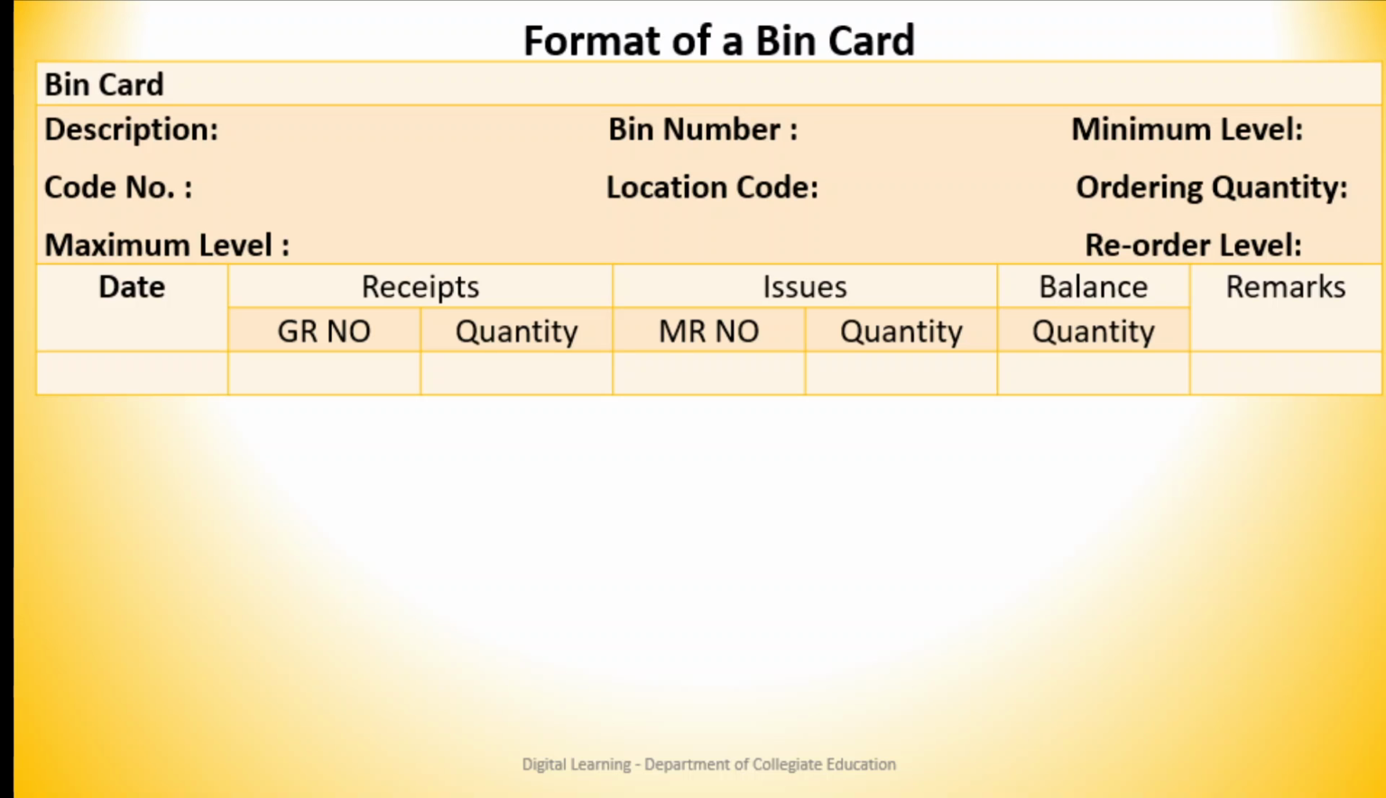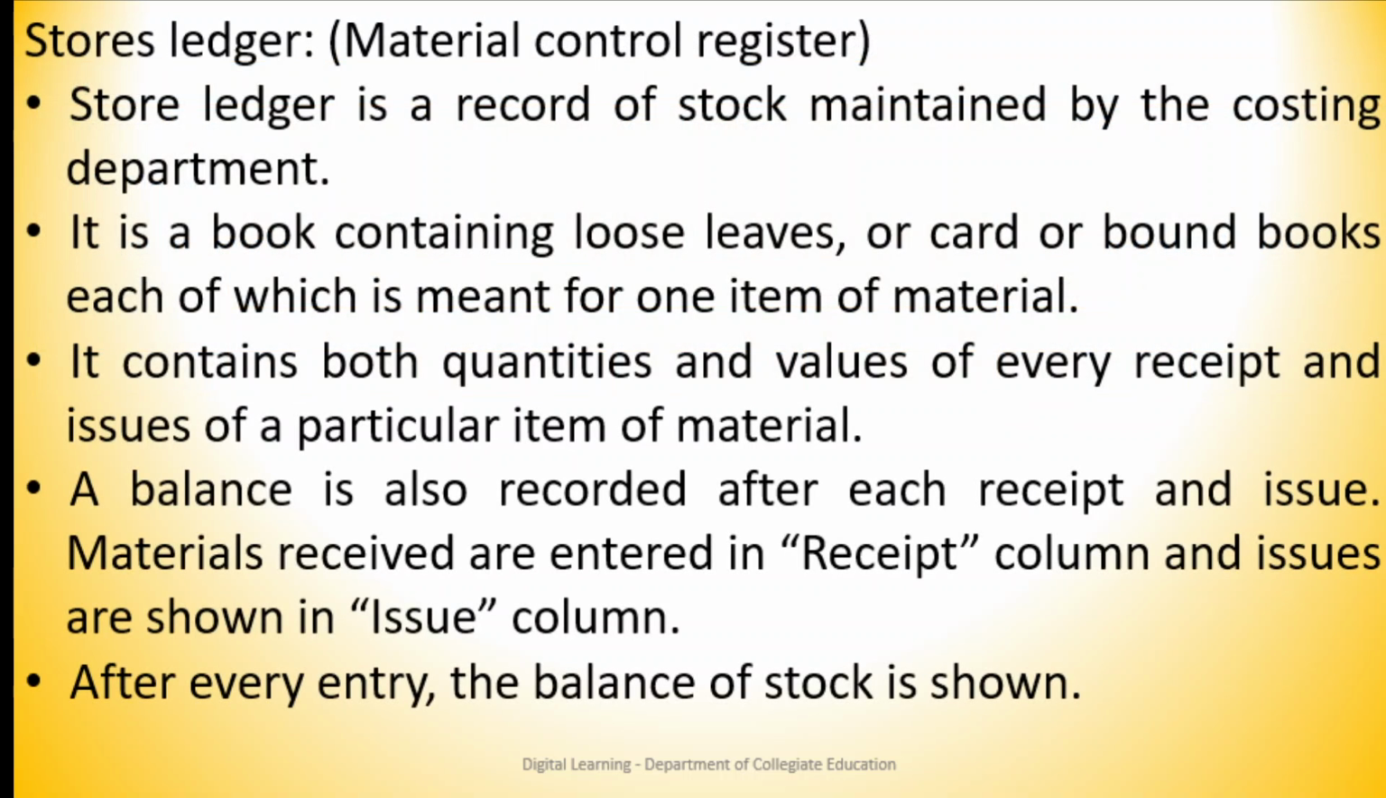Next, let us have a small discussion about what is a stores ledger. Stores ledger is a record of stock maintained by the costing department. It is a book containing loose leaves or cards or bound books, each of which is meant for one item of material. It contains both quantities and values of every receipt and issue of a particular item of material. A balance is also recorded after each receipt and issue. Materials received are entered in receipt column and issues are shown in issue column. After every entry, the balance of stock is shown.